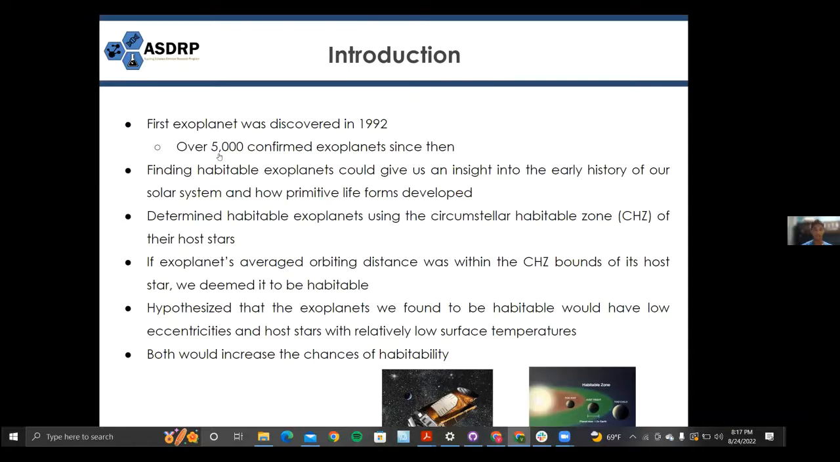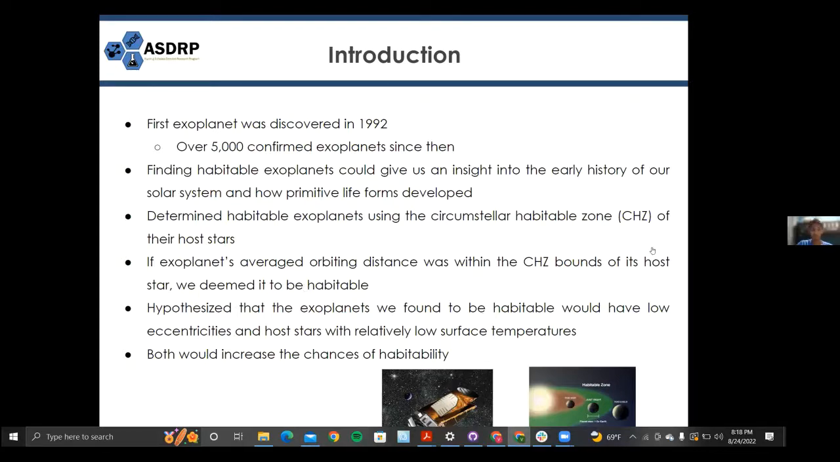Finding habitable exoplanets can give us deep insight into the early history of our solar system and how primitive life has developed over the course of many years. This is crucial to determining other research areas, such as biological systems and the chemical compounds that are responsible for constructing human life.